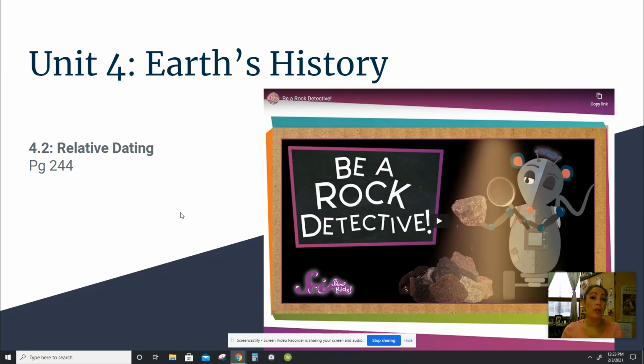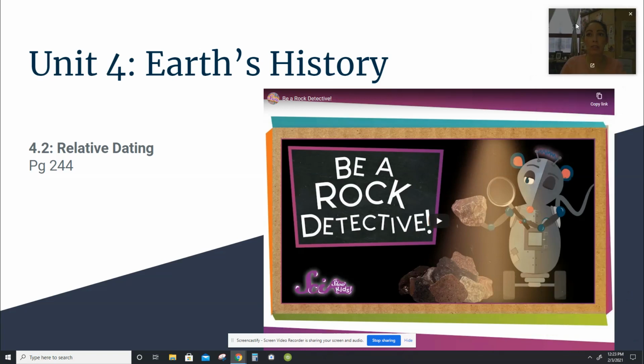So, we'll start out these notes with just an intro video to give you guys a review on rock types and how scientists can estimate the ages of rock layers.